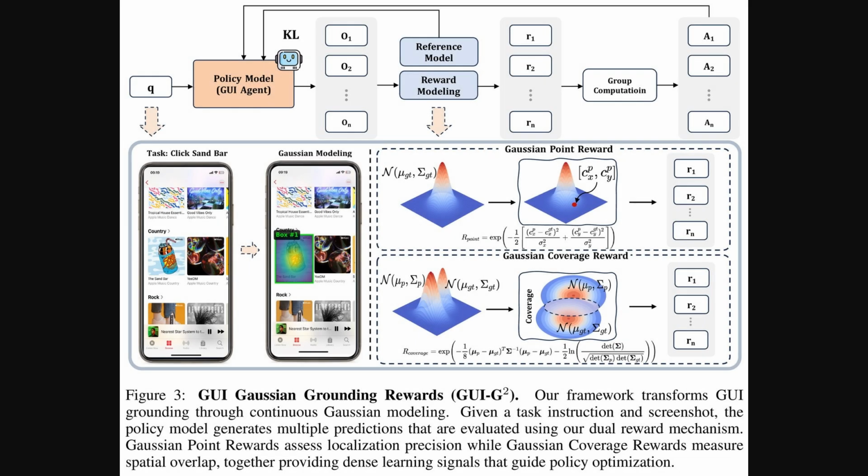This diagram then lays out the entire architecture. At the top, we see the AI agent, or policy model, which takes a command and generates several possible answers. Then, the reward model kicks in. The bottom section visualizes those two rewards we discussed, the Gaussian point reward for precision, which looks like a sharp peak, and the Gaussian coverage reward, which measures the overlap in shape and size. This combined feedback then guides the learning process using a method called Group Relative Policy Optimization, or GRPO, a technique that helps the model learn effectively from multiple guesses at once.